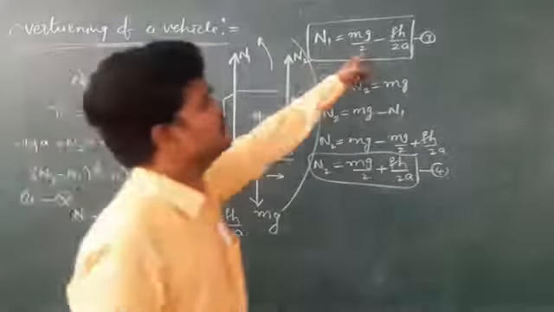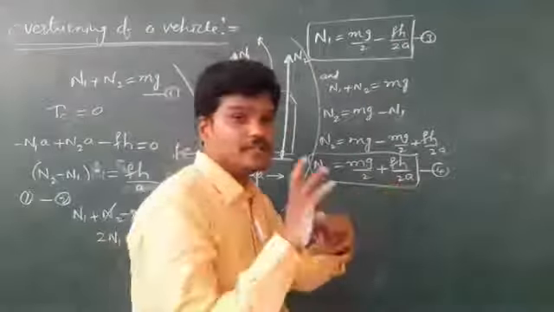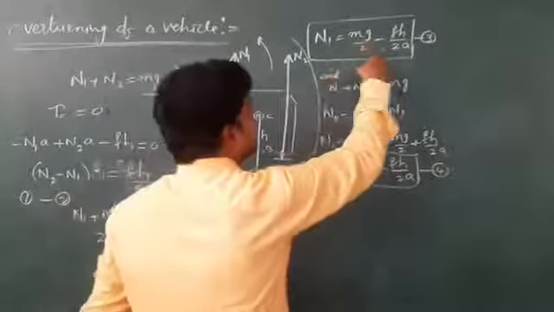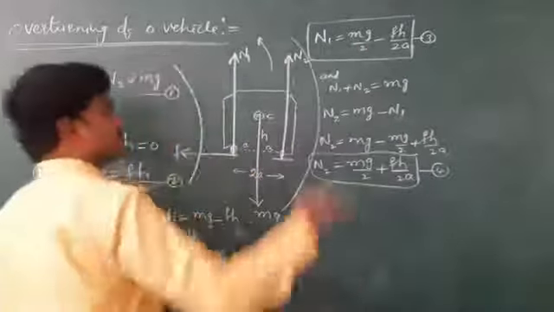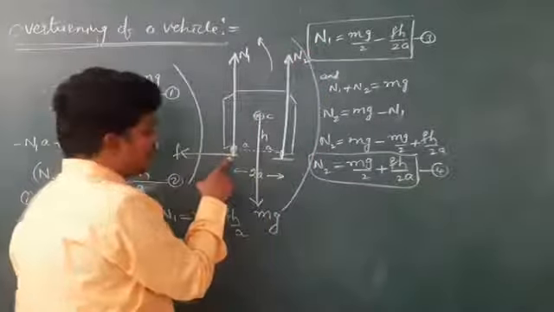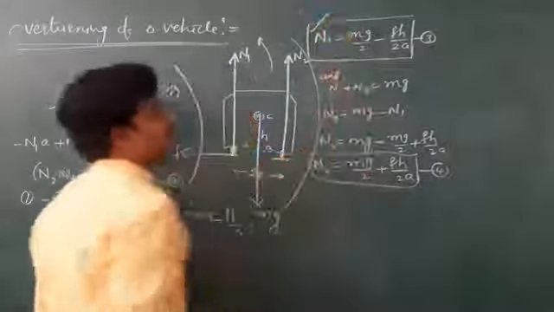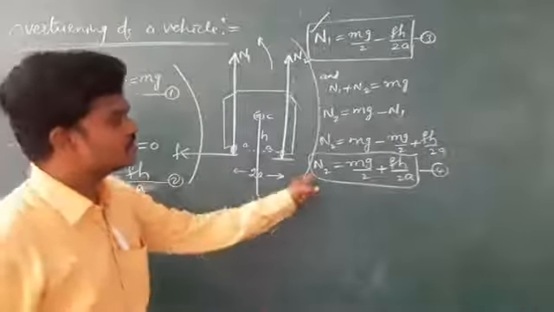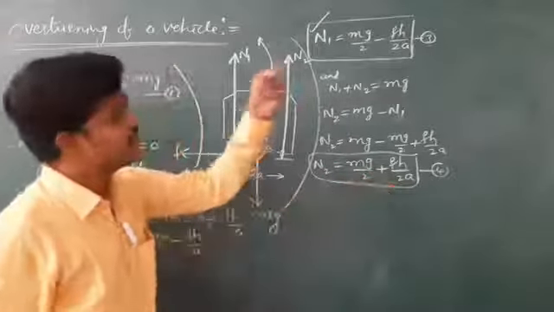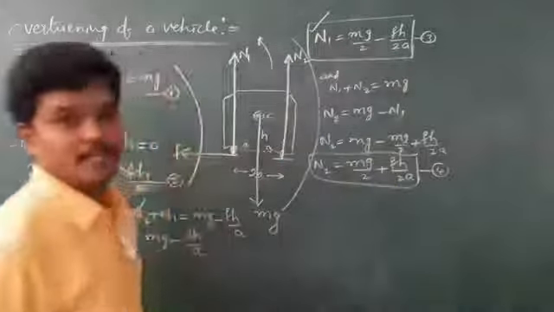N1 you may get 0 because the difference between the two values you will get 0. Here the sum of two values will never be 0. So here this difference may give the 0 value. If the vehicle takes a turn and overturns, maybe the vehicle loses contact here. So there is a possibility of N1 taking 0, but it is impossible for N2 to take 0. N2 cannot be 0 because we are getting positive values, and N1 is mg by 2 minus FH by 2. If these two values are equal, then you will get N1 as 0.